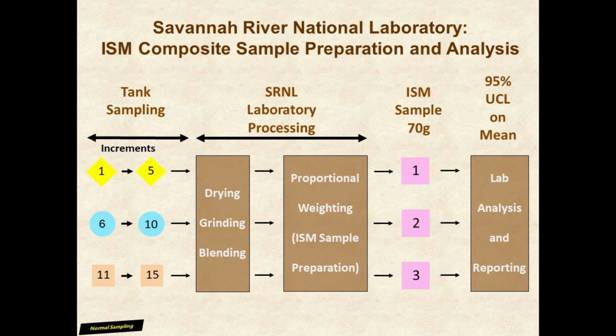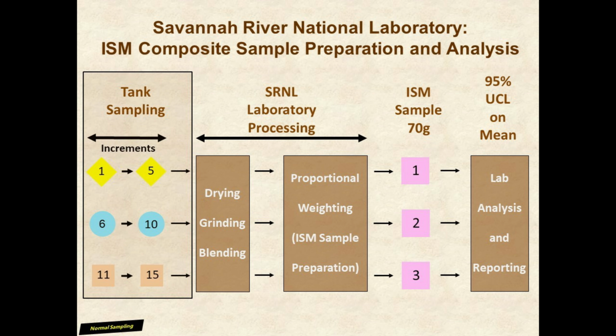Once the residual material is obtained, the ISM sample creation and laboratory work can begin. This diagram starts in the tanks and ends with the final ISM sample results. The tank farms send 3 groups of 5 separate increments to SRNL for what will become a single incremental sample. In total, 3 groups of 5 increments are sent to the lab.